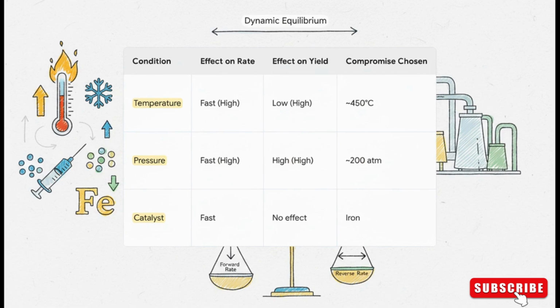They also use incredibly high pressure, about 200 times normal atmospheric pressure, because that shoves the equilibrium to the right, the side with fewer gas molecules, boosting the yield. And to top it all off, they throw in an iron catalyst just to speed things up without changing the equilibrium itself. It is a masterclass in using these principles to make a process economically viable.